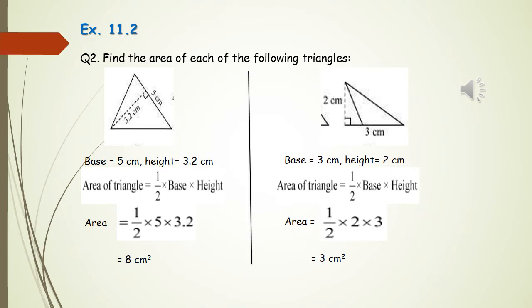Now we come to the second figure. Here the perpendicular is dropped and the base of the perpendicular is coming outside the triangle. But that doesn't matter. 2 centimeter is the height of the triangle and base is 3 centimeter. Using the same formula, area of triangle is equal to half into base into height. We put the values half into 2 into 3 and the final answer of area is 3 centimeter square.